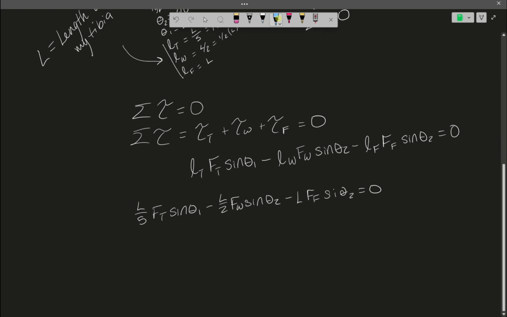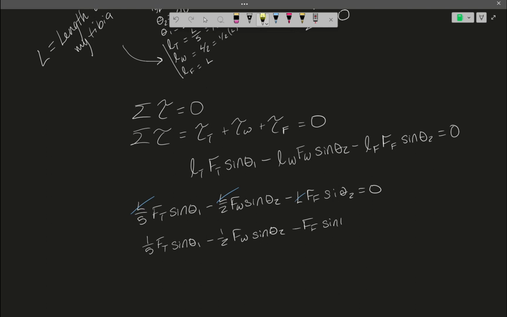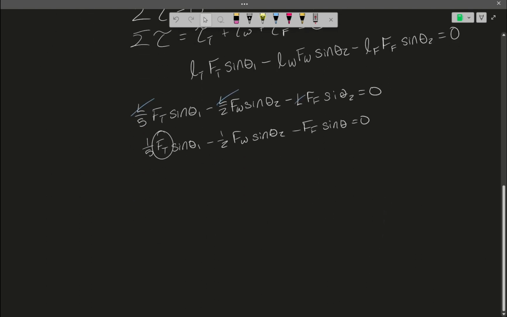And notice that I have L in all of these terms in my equation, so I can just cancel out these L's. So my new equation would be 1/5 FT sine theta 1 minus 1/2 FW sine theta 2 minus the force of my foot sine theta 2, and it will be equal to 0. In this problem, they asked us to solve for the tension force. So I just need to rearrange this equation to get the force of tension by itself.